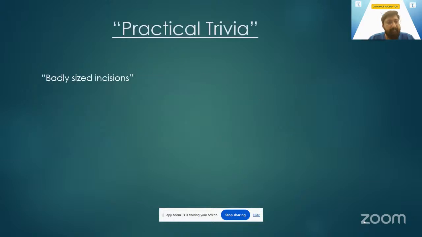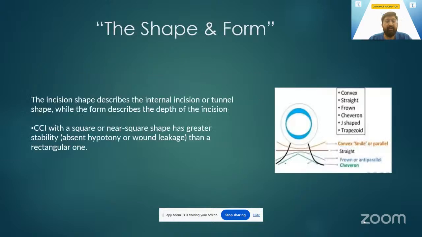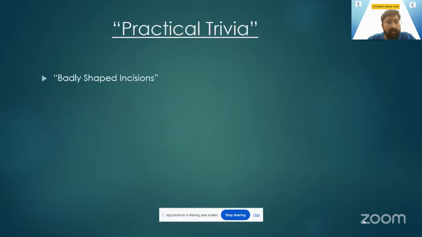Practical trivia next: the shape and the form. This is what the SICS incisions would mainly be discussed under. Whenever you're talking about SICS, a lot of incisions have been described, classified into convex, straight, frown, chevron, J-shaped and trapezoid. Discussing each of them is beyond the scope of our allotted time, so I'll rush through it. Badly shaped incisions have a very big problem.